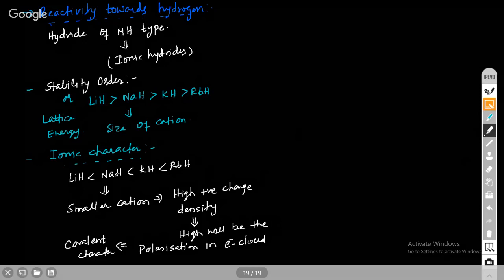Yes, correct, the same thing. It is Fajan's rule only. A smaller size of cation, high will be the polarization. High polarization means lower ionic character and higher covalent character. Same thing, Fajan's rule. Understood?